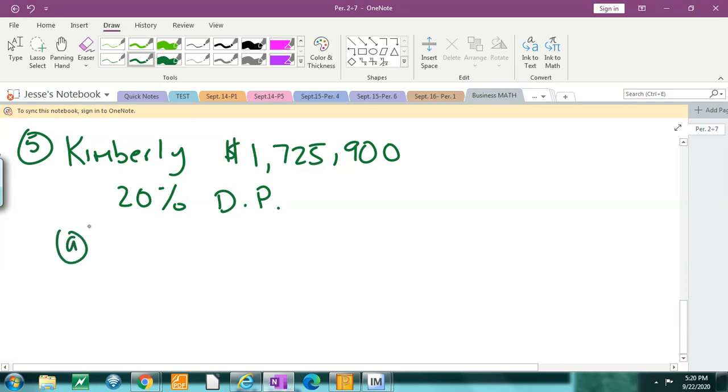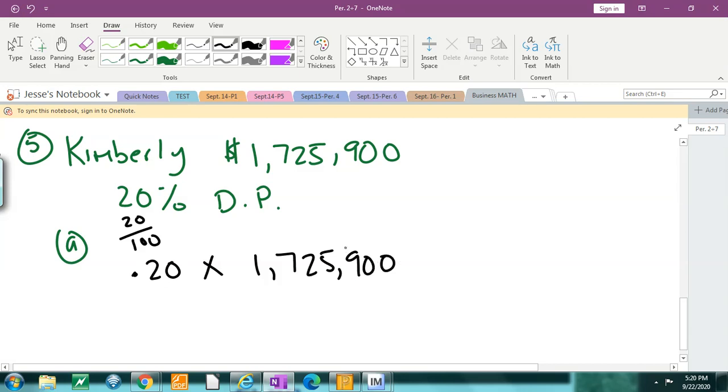All right. So 20%. Again, what are we doing? 20 over 100, which is 0.20 or 0.2 times 1,725,900. All right. So go ahead, calculate it. See what you get. I'm gonna go ahead and do calculations here too.